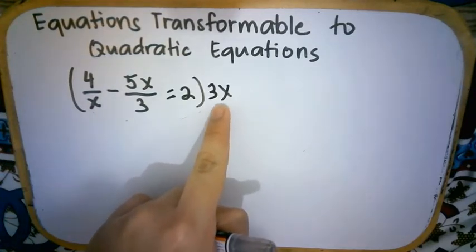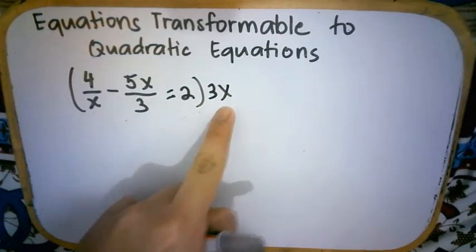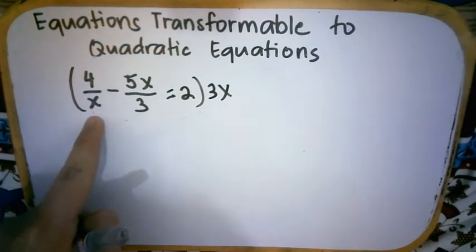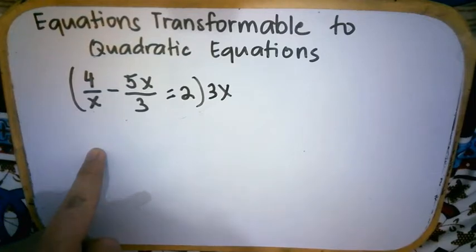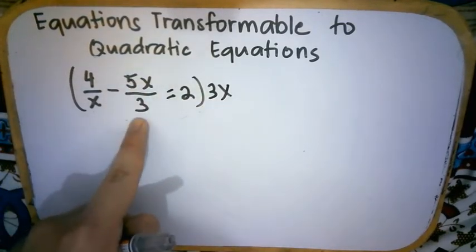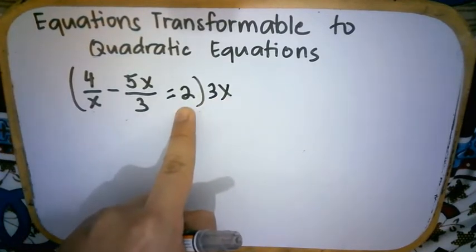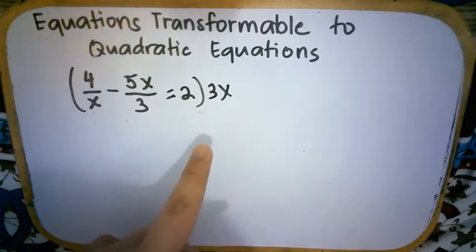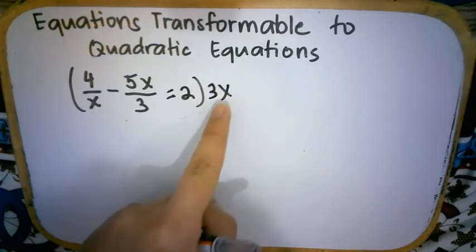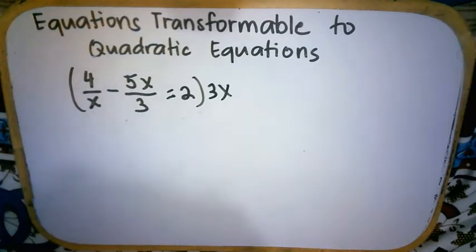Ngayon, we're going to multiply this by 4 over x. So we have 3x times 4 over x. And then we're going to put the answer here. And then 3x times 5x over 3. And then 3x times 2. We're going to do it one by one. Ang concern natin is how are we going to multiply 3x by a fraction. So, ganito po ang gagawin. So, ang technique dyan is divide, multiply.